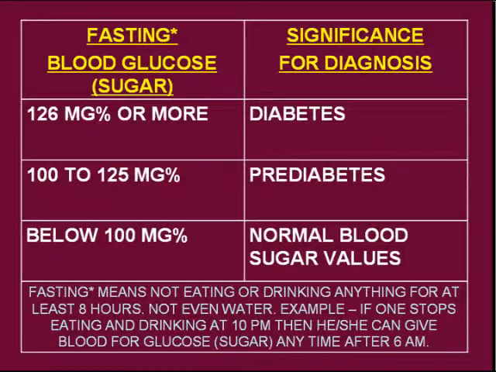What it means by that is that if one stops eating and drinking including water at 10 p.m., that person can give a blood test for sugar or glucose anytime after 6 a.m. next morning.